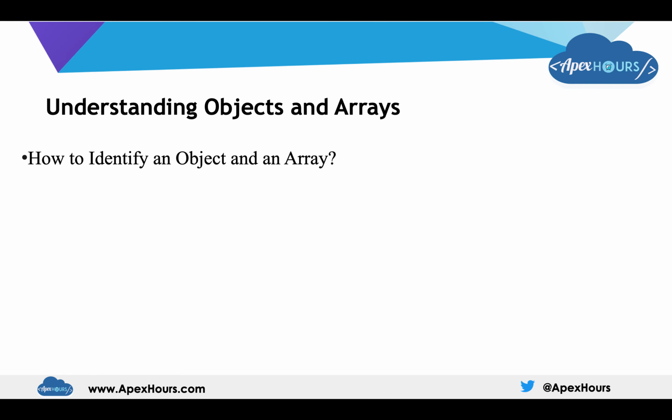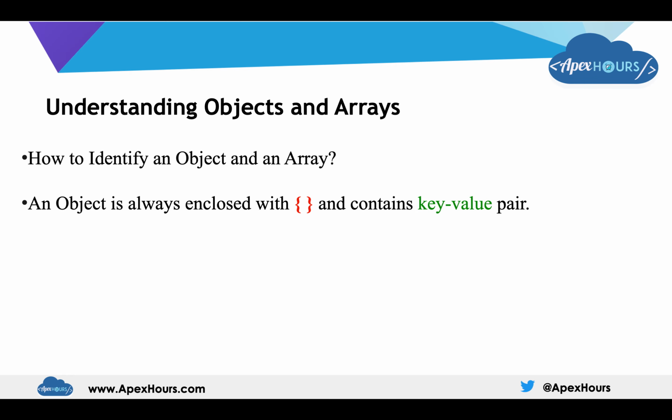How to identify an object and an array? Object, very simple. I will give you some syntax, some things that you can learn by heart and remember, that will be easy. Whenever I say object, that object is always enclosed with curly braces, the red color ones which I have given, and it should always contain a key value pair. That means that is an object. So an object is always enclosed within curly braces and it should have key value pairs.